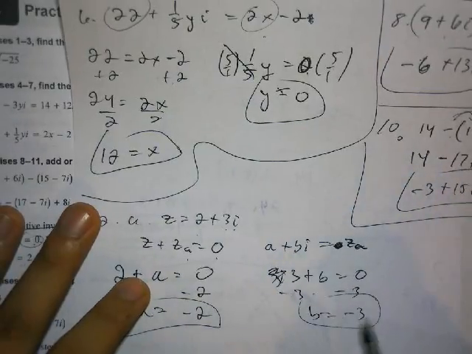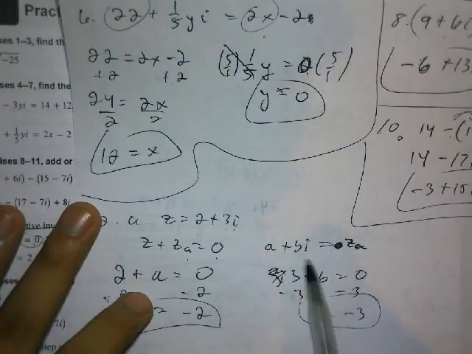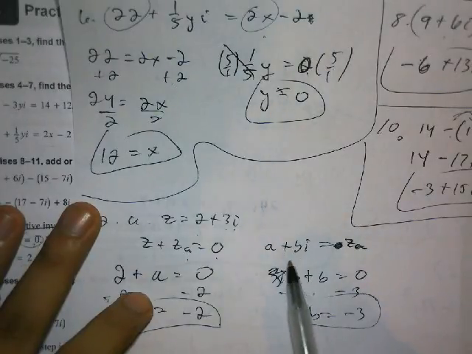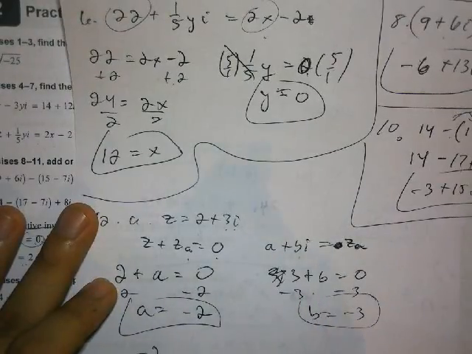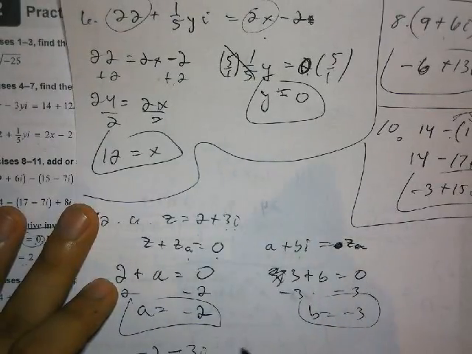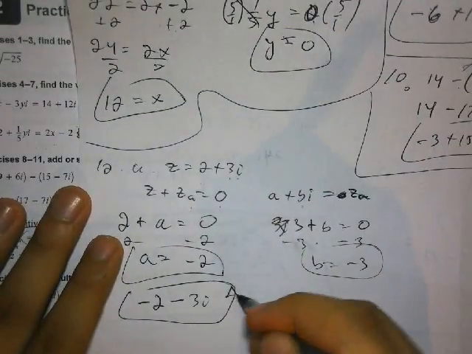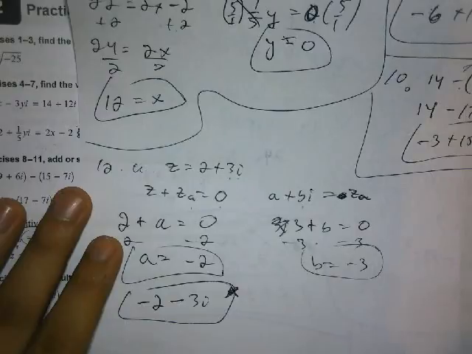So my complex number is going to look like this, which is standard form. All I have to do now is just fill in my a and my b. So my answer is negative 2 minus 3i. That is my complex number. My additive inverse, rather.